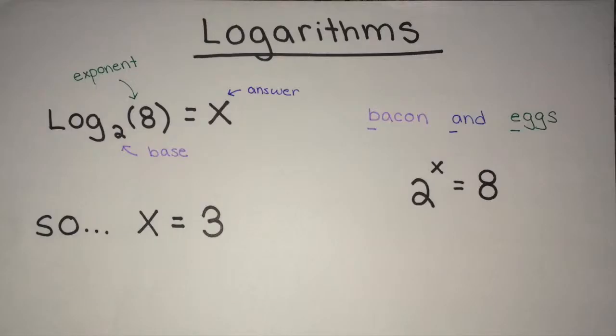Logarithms are very easy if you can remember what to do. An easy way to remember is to use bacon and eggs, which stands for base, exponent, and answer. Here you can see log 2 of 8 equals x. The base is 2, the exponent is 8, and the answer is x. This is the same thing as 2 to the x equals 8. Here you can see 2 to what equals 8. 2 to the third equals 8, so x is equal to 3.